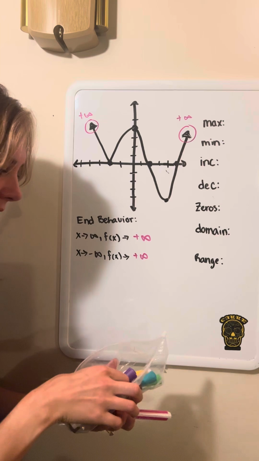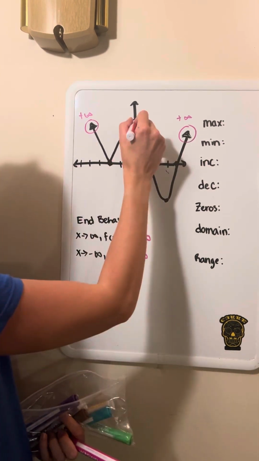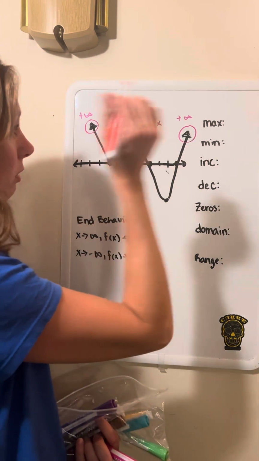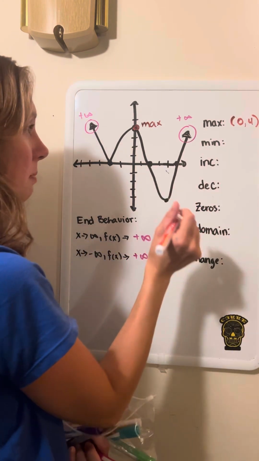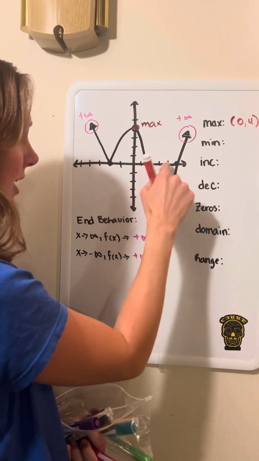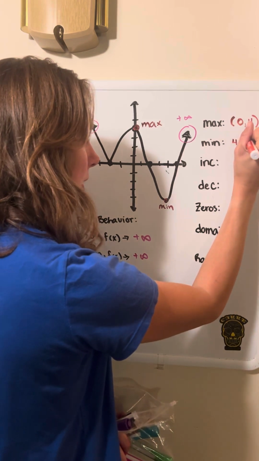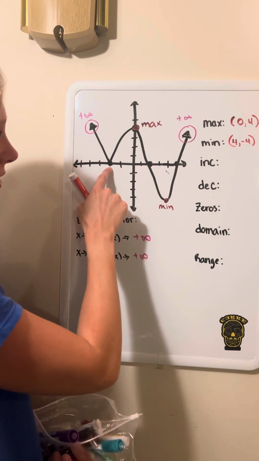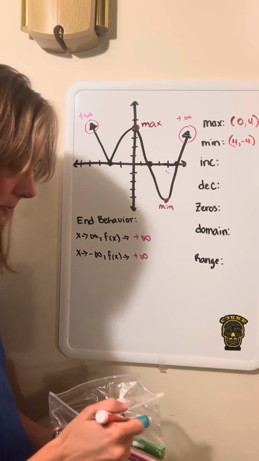So then let's start doing the things that we've learned how to do. So finding the max. Remember, max is the highest point. We're talking about the local max. So this is my maximum, which is the point 0, 4. Remember, we write the maximum as a point. The minimum is the lowest point, which is right here. And that is the point positive 4, negative 4. And again, remember, we're writing it as a coordinate or a point. So 4, negative 4. And again, talking about the local min. This one's also a local min, but this is lower, so that's why we're selecting that one.